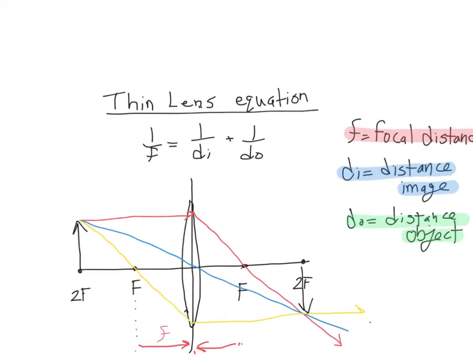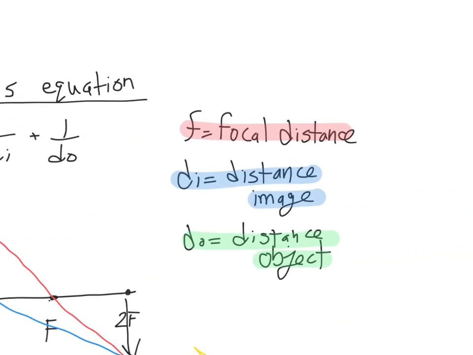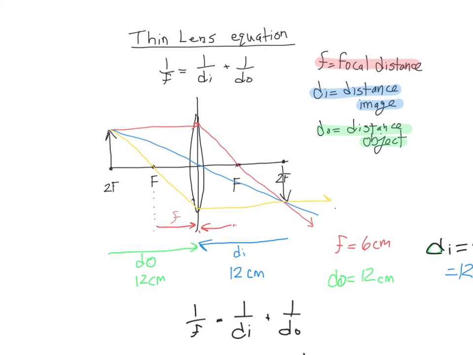Okay, so that is it for our thin lens equation. Just to review, we learned a new equation, 1 over f is equal to 1 over di plus 1 over do. We learned what those letters mean, where f is the focal distance, di is the distance of the image, and do is the distance of the object. And we learned how these numbers have meaning on our ray diagrams. So they don't stand separate. They only add to the information that we already have.